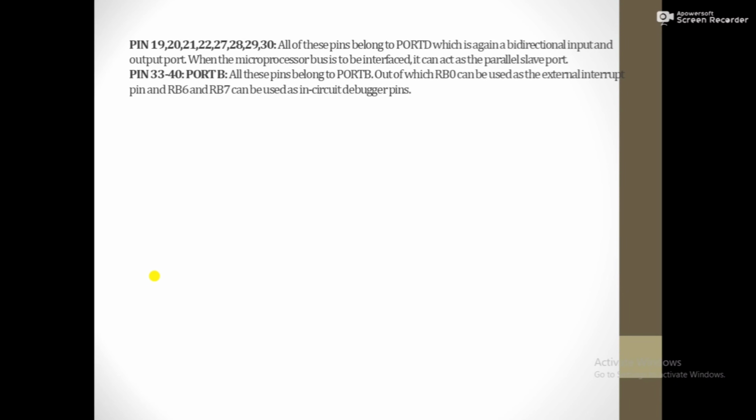And pins 19, 20, 21, 22, 27, 28, 29, 30, all of these pins belong to port D, which is again a bidirectional input and output port. When a microprocessor bus is to be interfaced, it can act as a parallel slave port. And pins 33 to 40 are port B. All these pins belong to port B, out of which RB0 can be used as an external interrupt pin, and RB6 and RB7 can be used as in-circuit debugger pins.